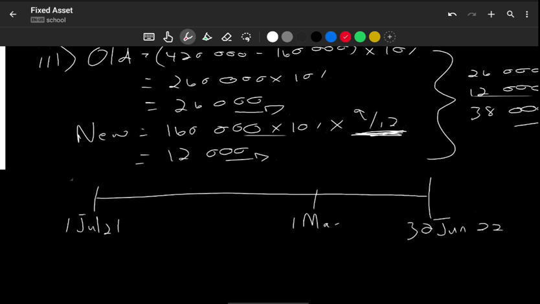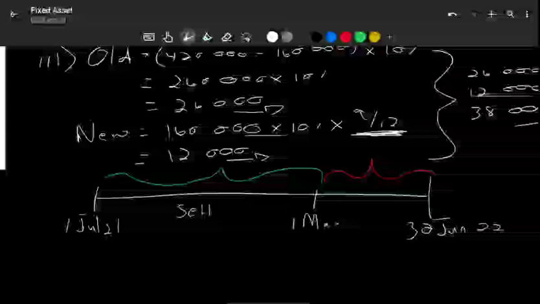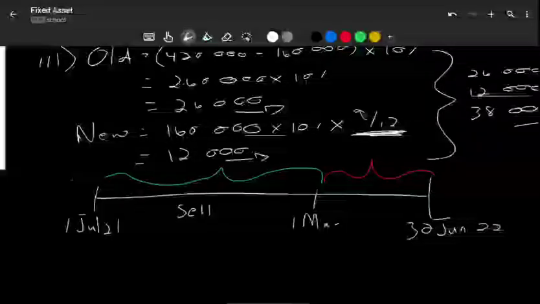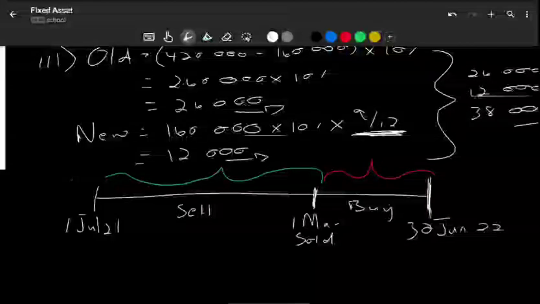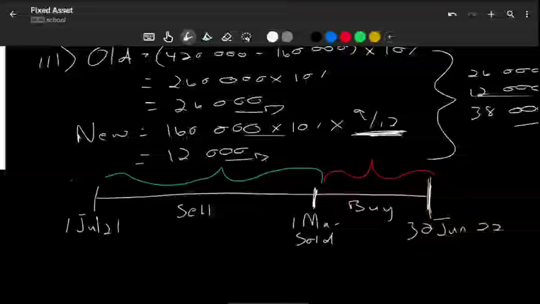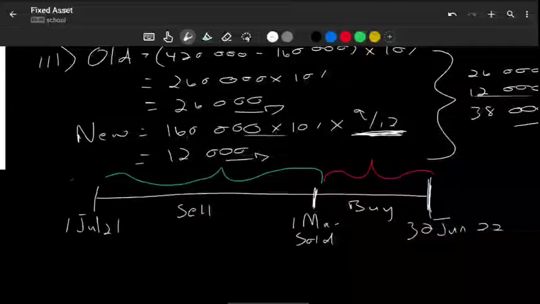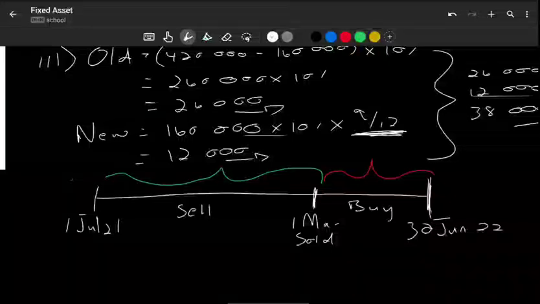new vehicle, we wanted to know what is the depreciation from the moment we bought it up until the moment we sold it, right? But here, from the moment we bought it up until the end of the financial year, here we want to know what was the depreciation from the end of the previous year up until the day we sold it, right? So just for perspective here, when you sell an asset, you account for the depreciation from the beginning of the year till the day you sold it, right? When you buy an asset, you account for depreciation from the day you buy it up until the end of the financial year. Do you get me? Sell, from the beginning to the day you sold it. Buy, from the day you buy until the end of the financial year, right?